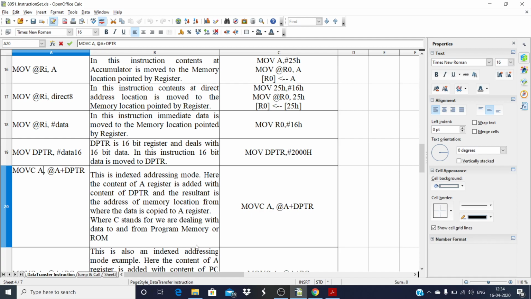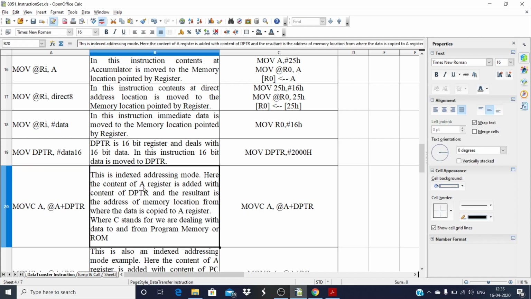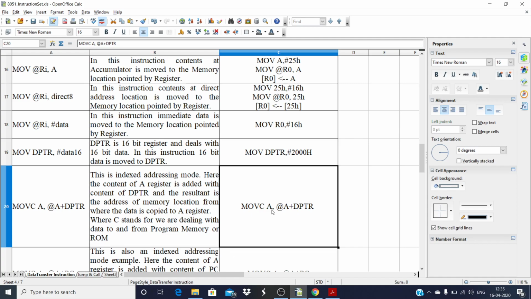Whenever we are dealing with program memory or ROM, and we are accessing data to and from program memory or ROM, we have to write C after MOV. That is MOVC. So using MOVC, we can access the program memory or ROM, or we can also call it code byte. Everything is one and the same. So for example, MOVC A, @A+DPTR.